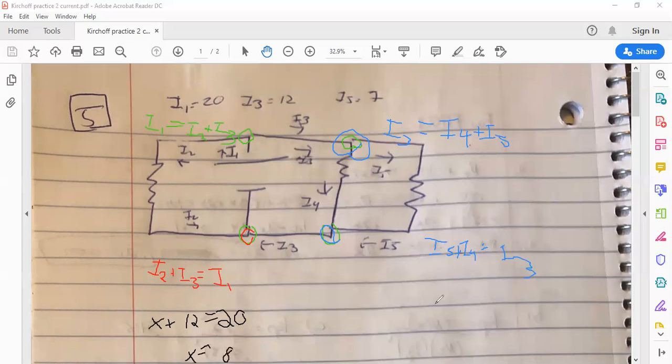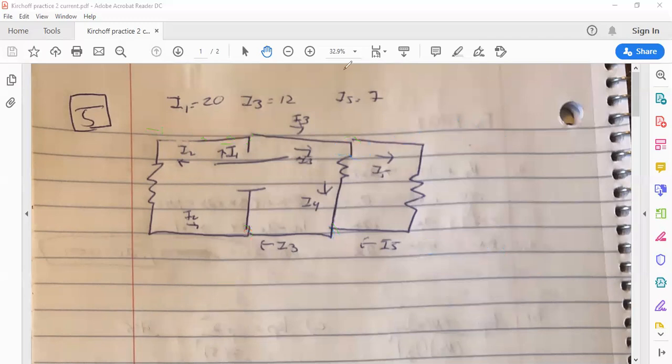Same thing for this one. We're given that I5 is 7. We don't know I4, and we know I3 is 12. So if we work backwards, we bring the 7 over via subtraction, and that tells us this is 5. And that's how we get it. So I2 is 8 amps, and I4 is 5 amps. That's question 1.